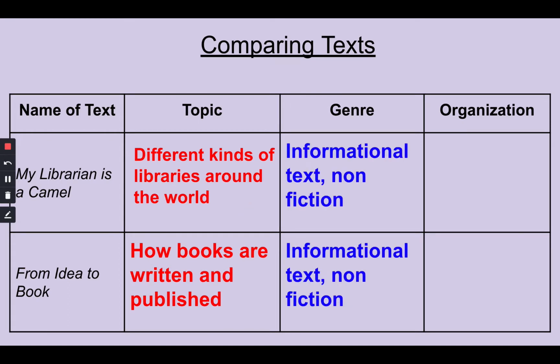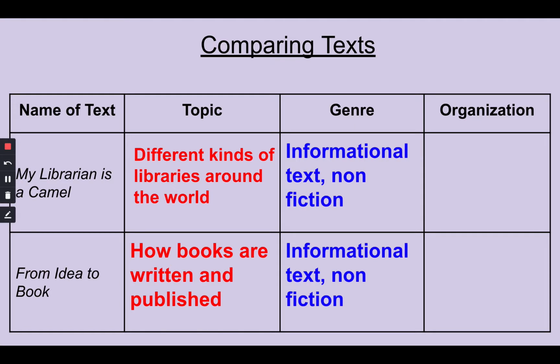Both passages are informational text. They are nonfiction, and as we read, we learned facts and true information. Each had many nonfiction text features that added to our understanding of the text. In My Librarian Is a Camel, there are many maps and different text features and photographs with captions that helped us really see what was being described. It helped us see the different communities.